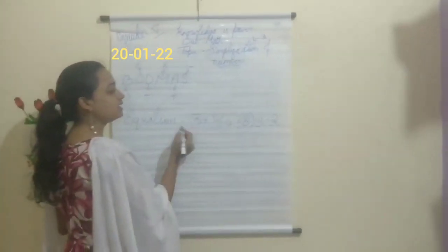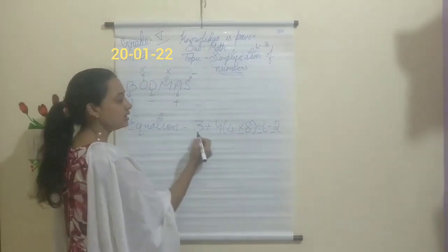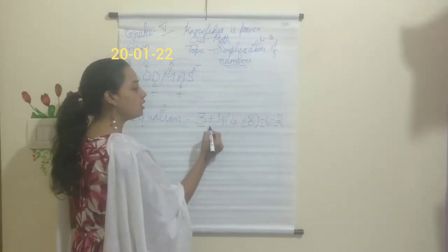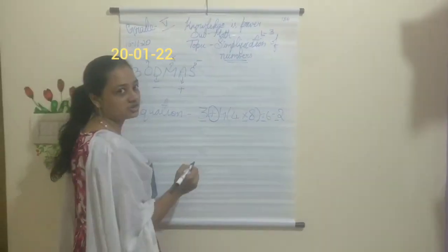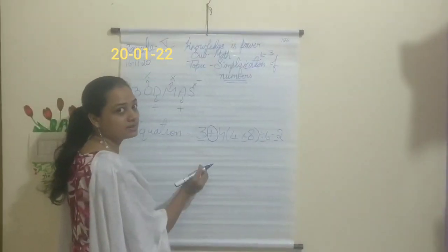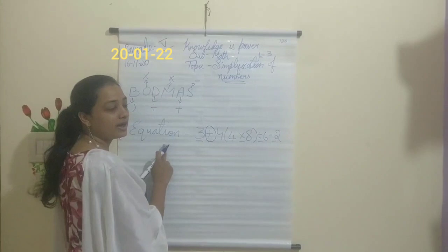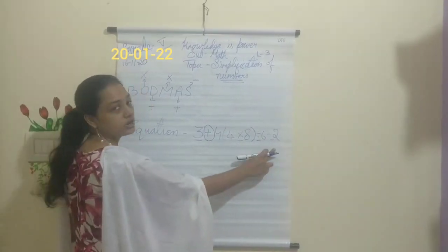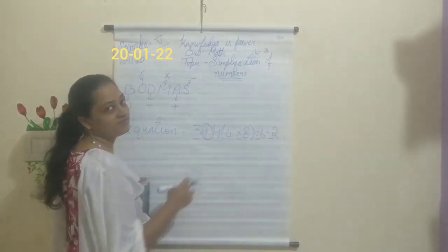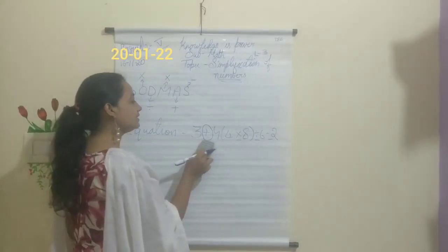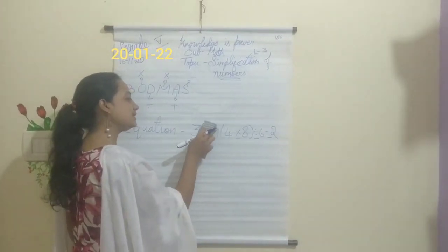Okay, that is called equation. The numbers along with the signs, operations or arithmetical symbols together is called equation, and solving this equation is called simplification. Today let us see how we'll solve these equations.